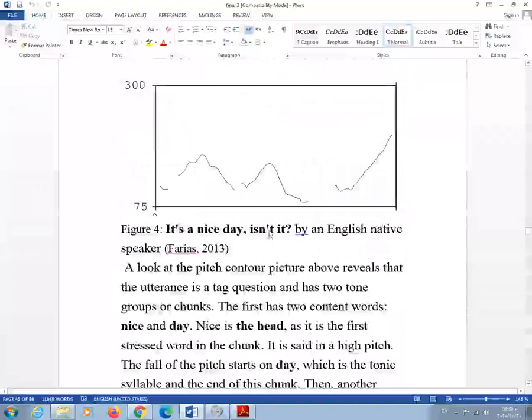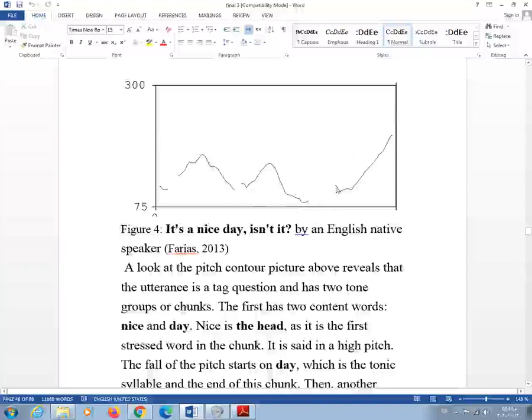Okay, let's have a nice, yes. Look at this example. It's a tag question, and it has two parts, two chunks. The first chunk is it's a nice day. It's a nice day. Falling. This is the head, said on high pitch, as you see, and day is the falling intonation. Nice day. Day. Rising and falling. Day. Okay. Isn't it?